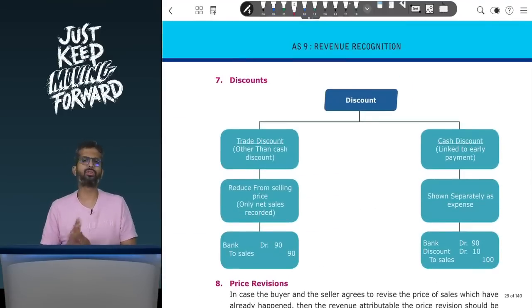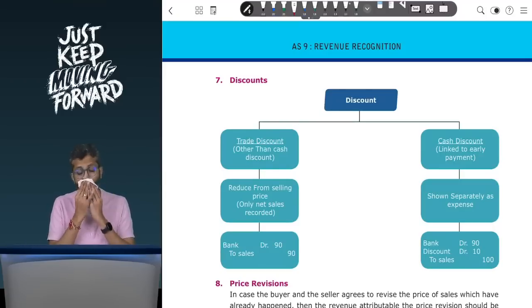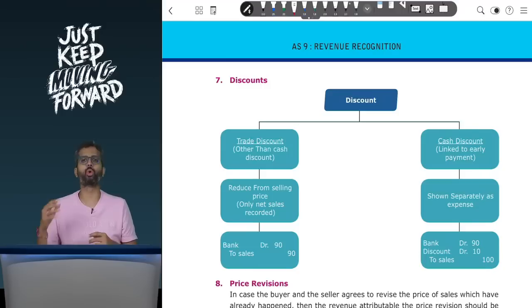Okay, next we have discounts. As you are aware, trade discounts you reduce from the sale price and record net. Cash discount you show separately in the P&L. Cash discount is defined as a discount linked to early payment, whereas trade discount is defined as every other discount other than cash discount.